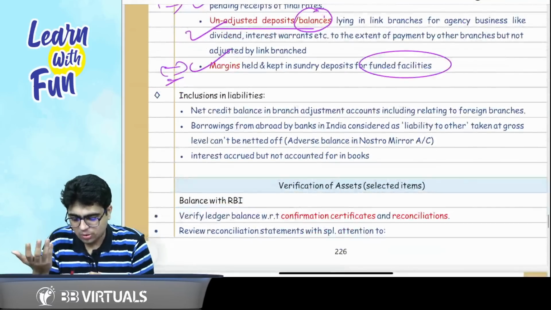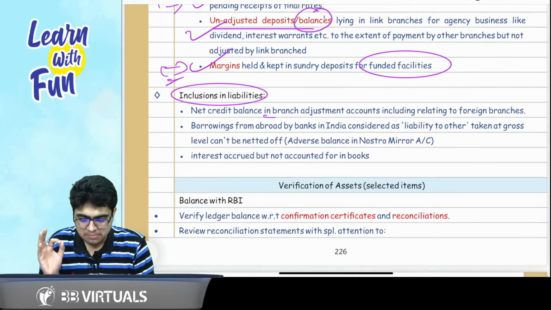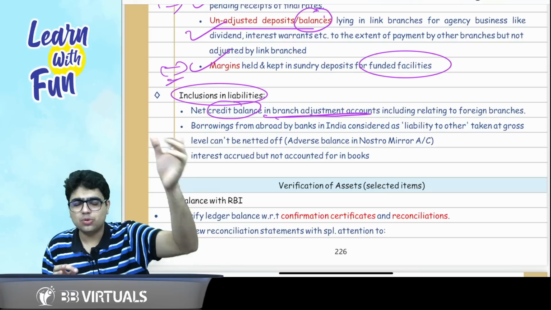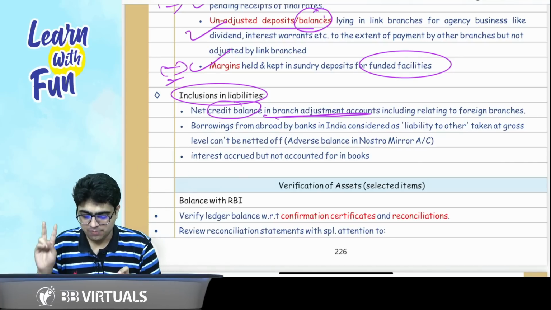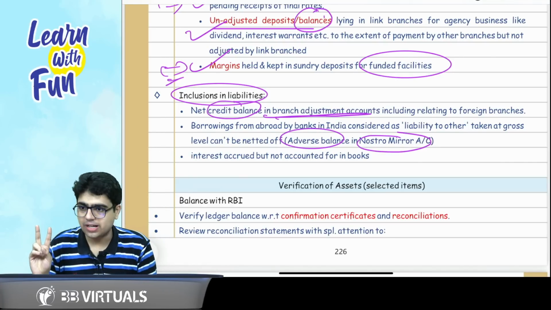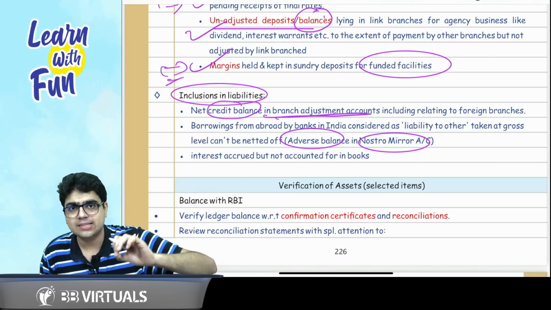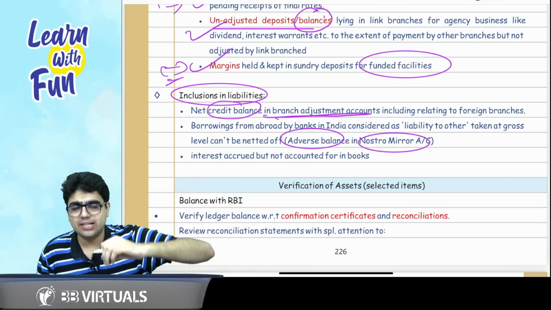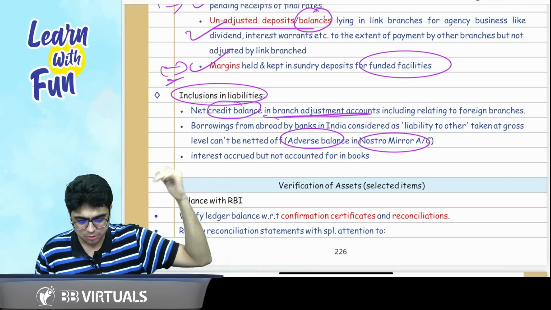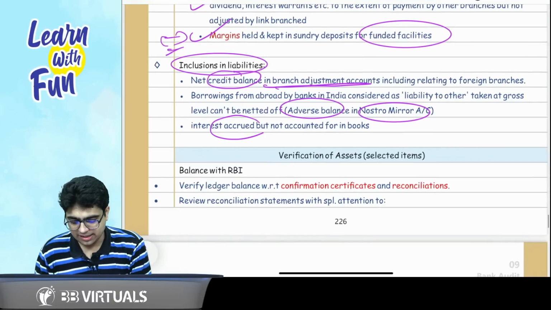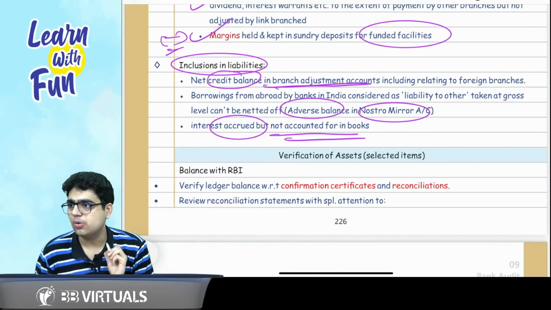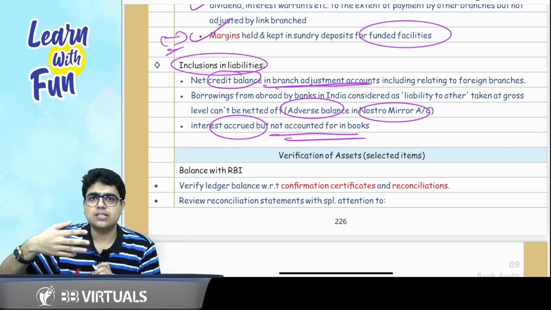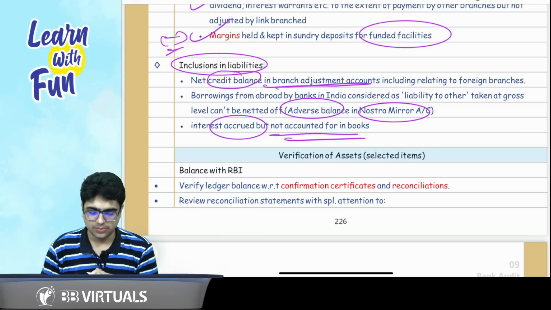What is to be included in liabilities is branch adjustment account credit balance. So if a branch owes something to the other branch, it should be included in the liability. Adverse balance in the nostro mirror account, basically the amount of borrowings by the Indian banks from the foreign banks, should be included in the liability. And the interest accrued but not accounted. Interest accrued but not due, you can say it like that, or interest accrued but not accounted in the books, that needs to be added in the liabilities.